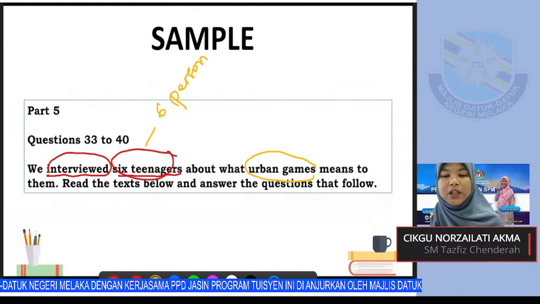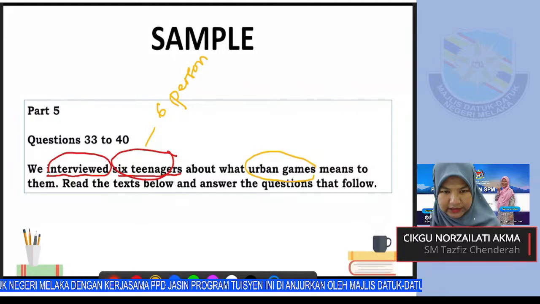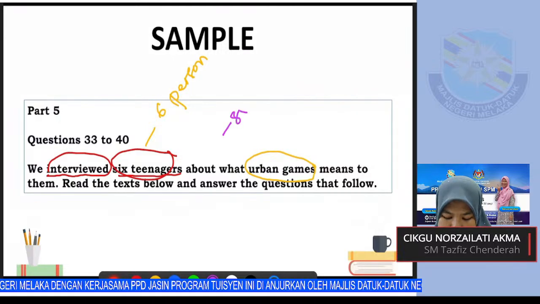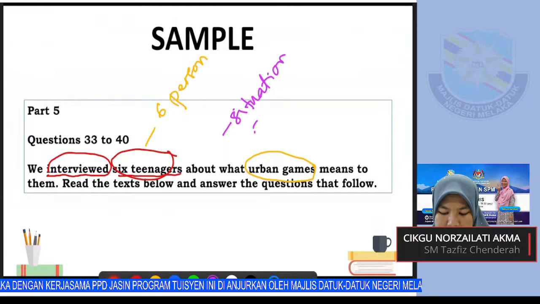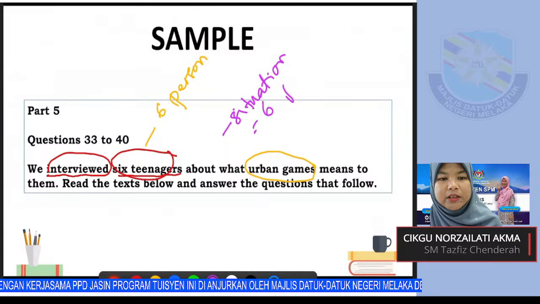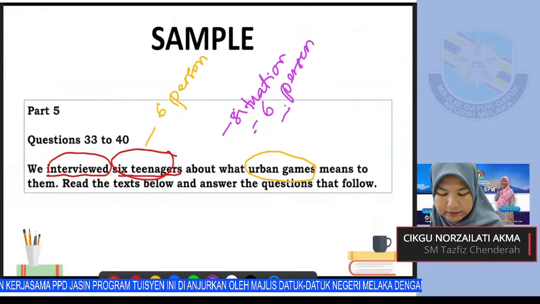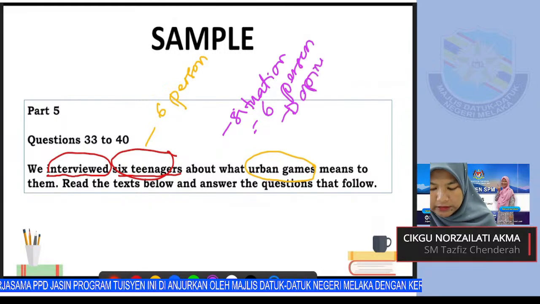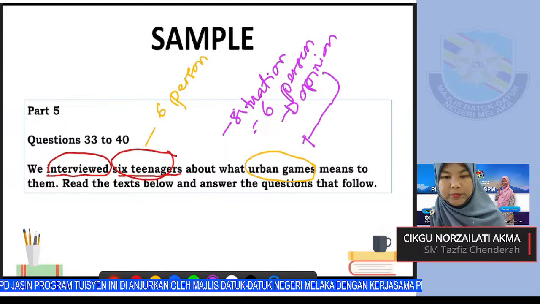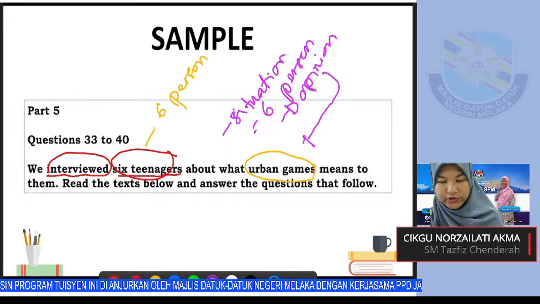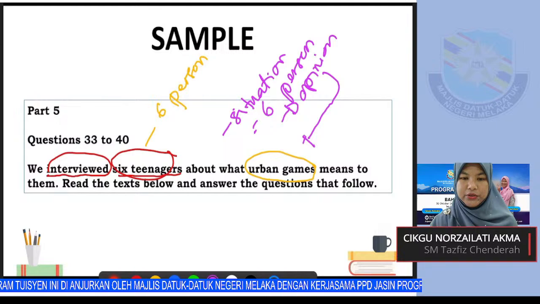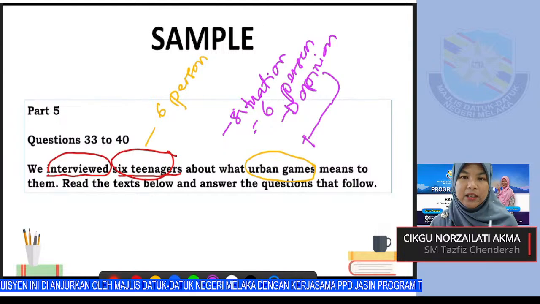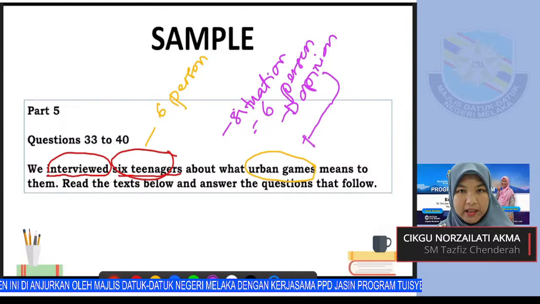Okay, so here the situation would be, once you read the rubric, you analyze the situation. Six persons give their opinion about urban game. So that will be the situation that you are going to read in your text. Once you understand the situation, you can get yourself prepared.